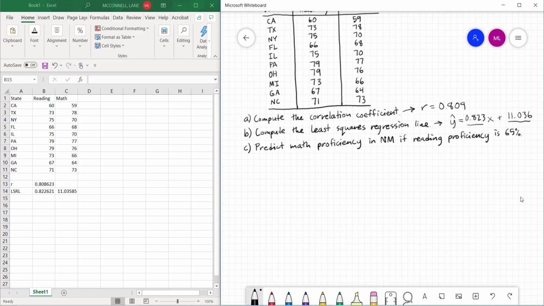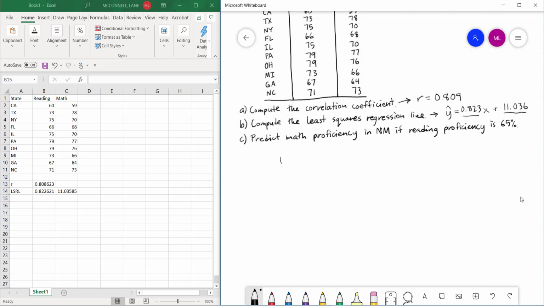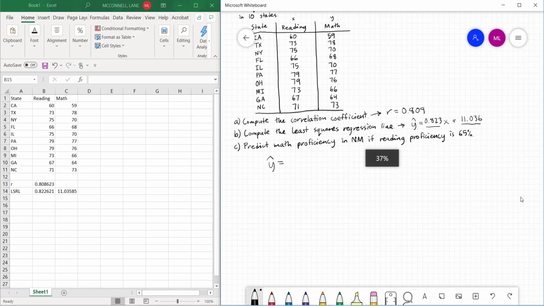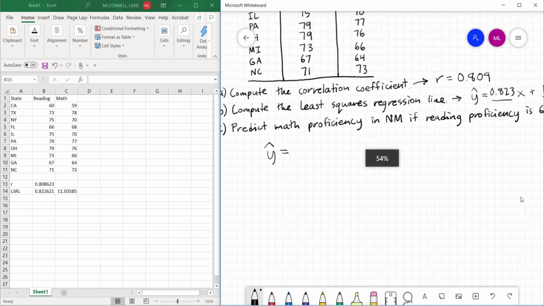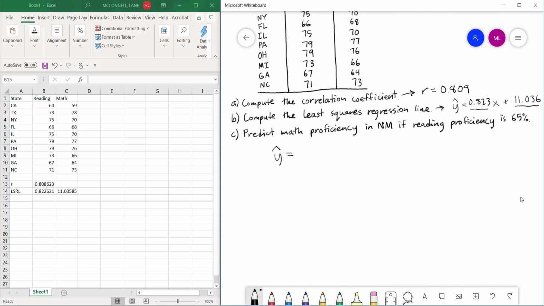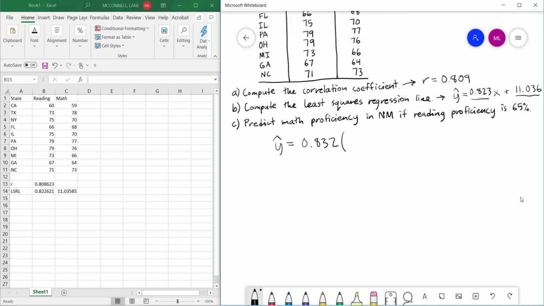So what we would do to find the y hat value of our choosing is plug in, sorry, let me get this all on the screen again. Okay, good enough. 0.832 times the value of x, which we just said is going to be 65, plus 11.036. So I just need to plug that in.